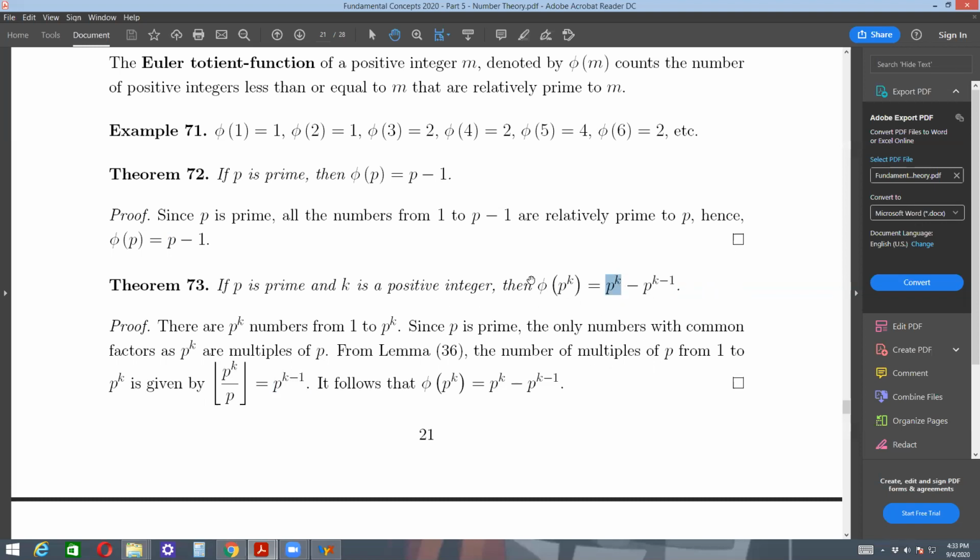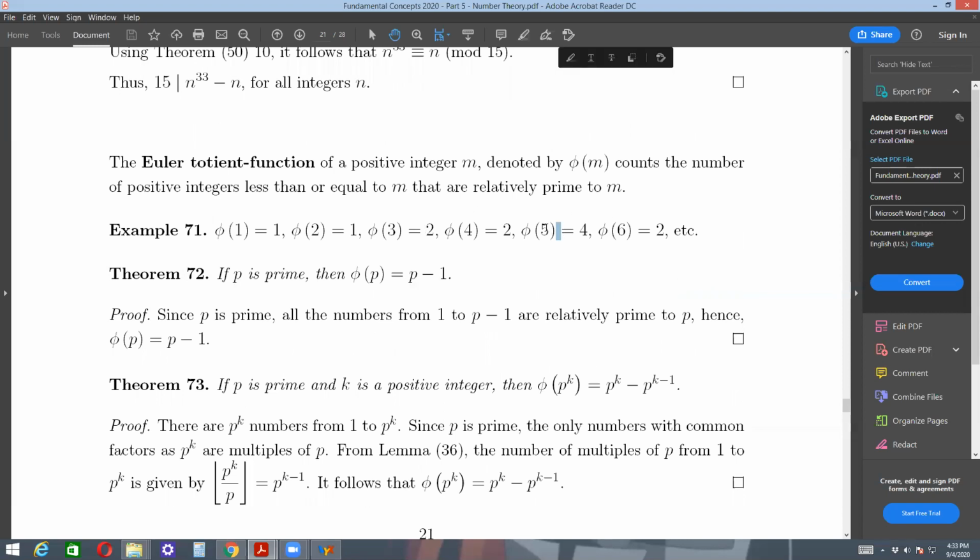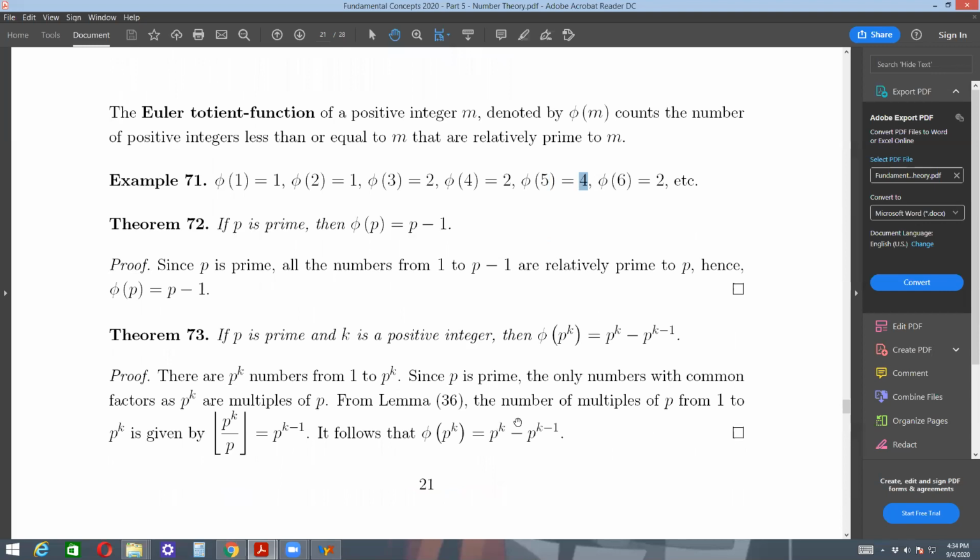Right? So for example, phi of 5 is 4. If I wanted to figure out what phi of 125 is, phi of 125 is phi of 5 cubed. The answer would be 5 cubed minus 5 squared. So basically the answer would be 100: 125 minus 25. So these are two properties used.